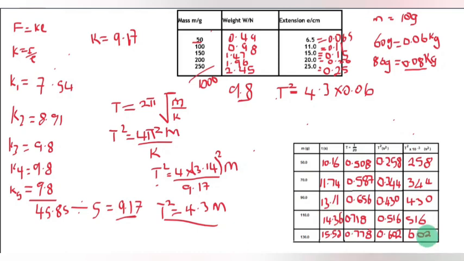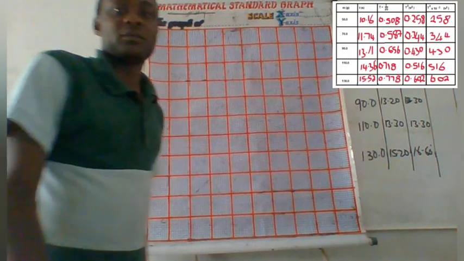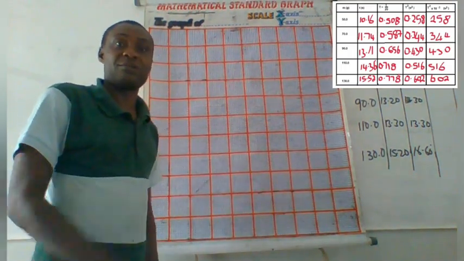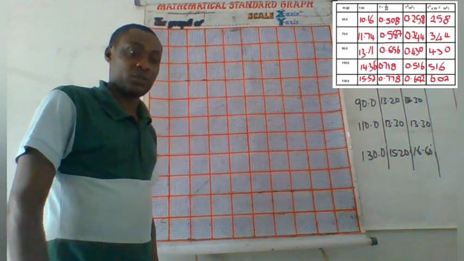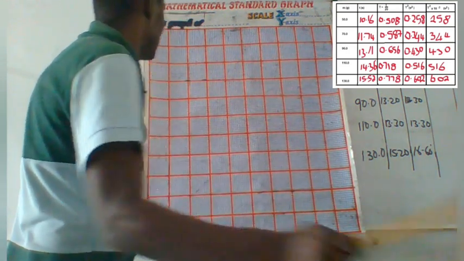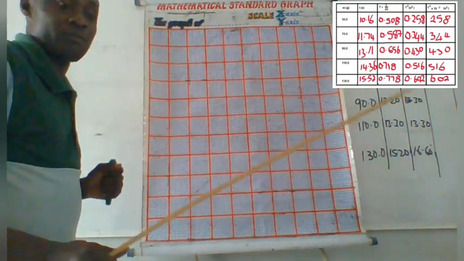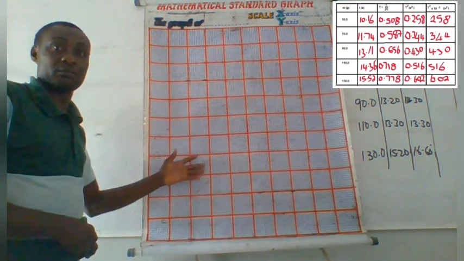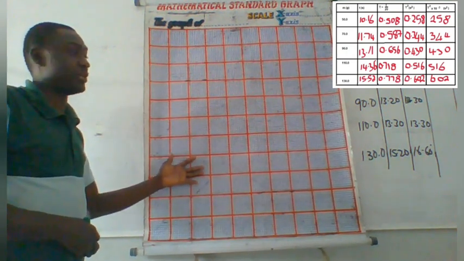Okay, now we can go ahead and plot the graph of t squared using these values here against these values here. Okay, now let us plot the graph for these values. So, like I said, here we're going to draw the graph on the graph we have on the board here.